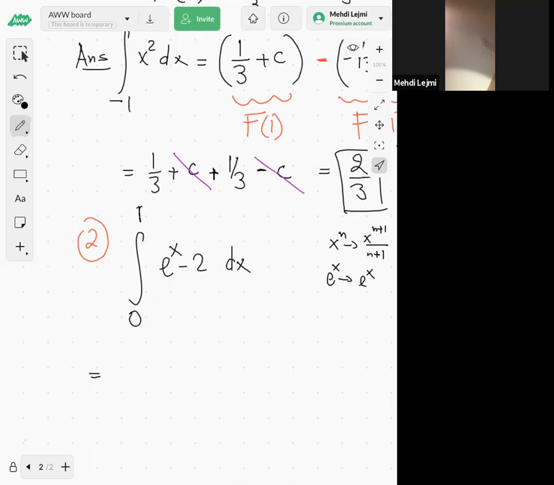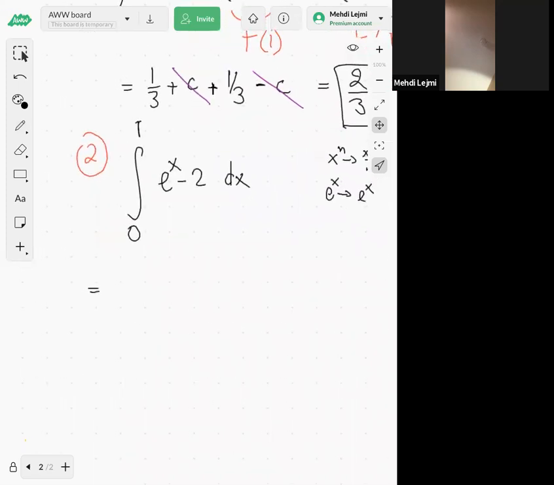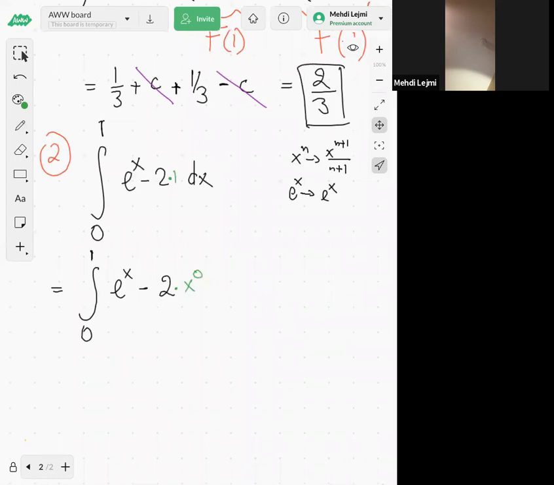Now minus two. So the question is, what's the antiderivative of this minus two? Well, there are different ways actually to do this. You can use the fact that the integral of the difference will be the difference of the integrals, or you can say this is the integral from 0 to 1 of e to the x, and minus 2 times 1, right? So you can say this is actually 2 times x to the power 0, and we know the antiderivative of x to the n, with n being 0, would be x to the 0 plus 1 over 0 plus 1. Right, that's another way to do it. But anyway, this is dx, right?